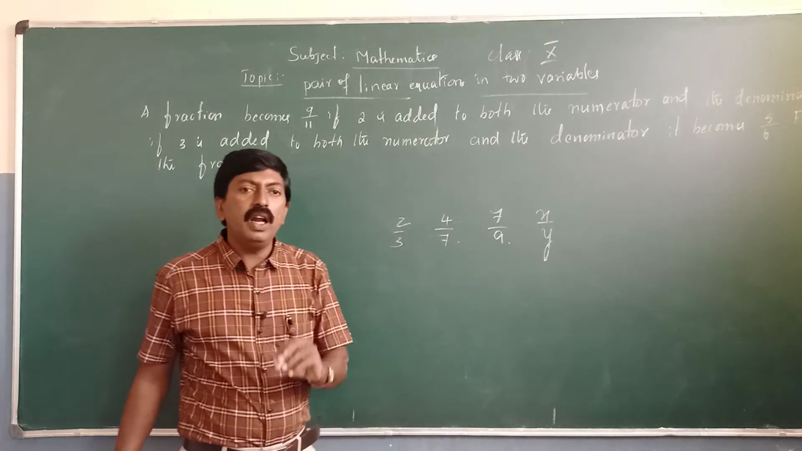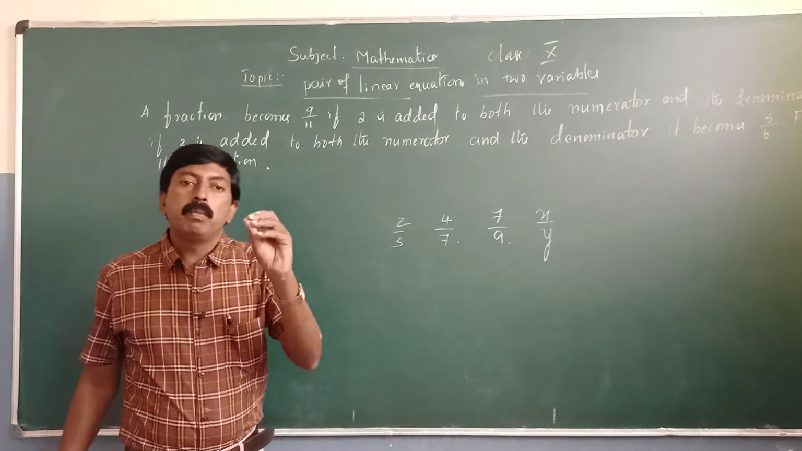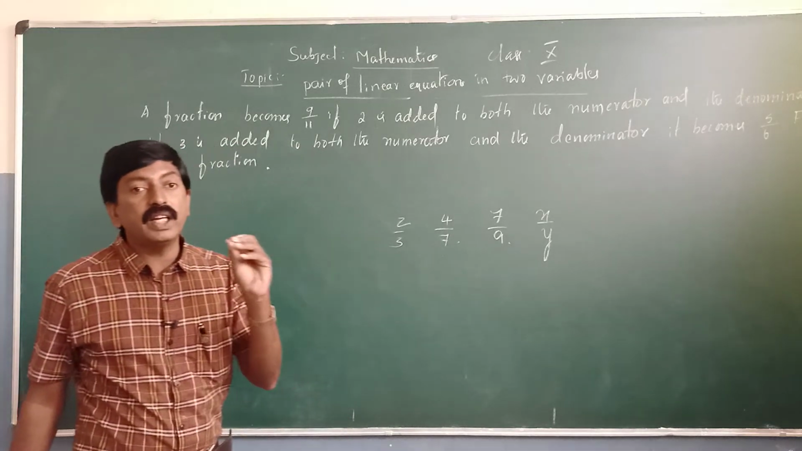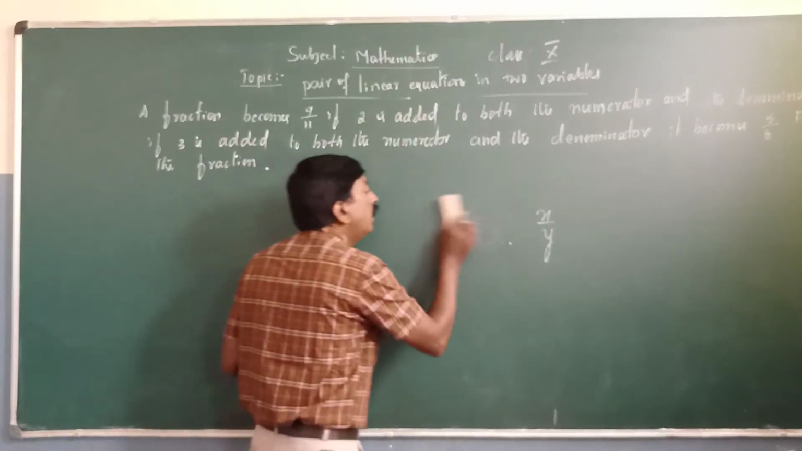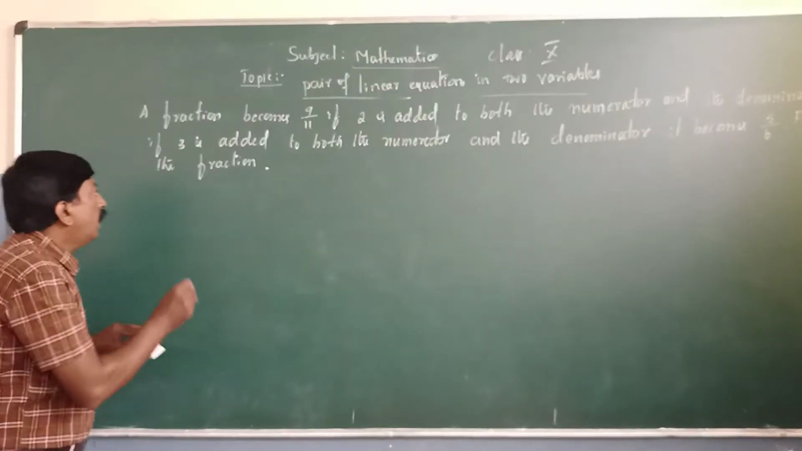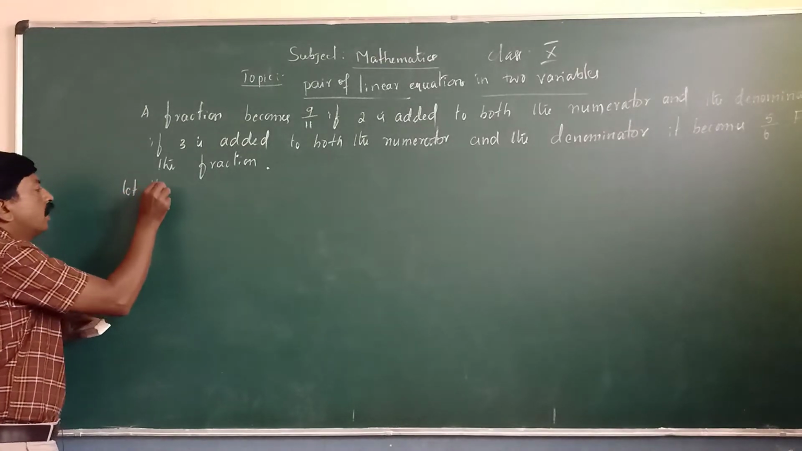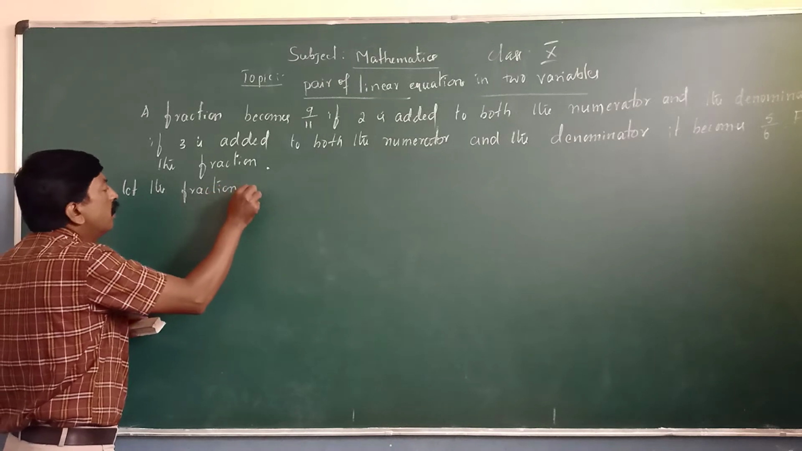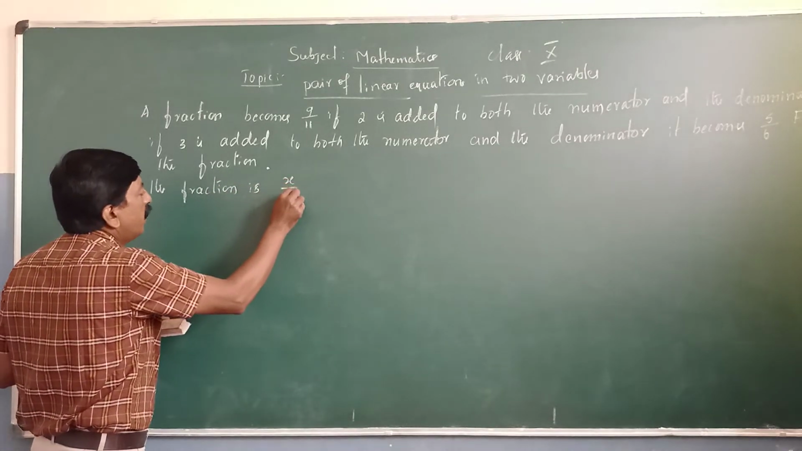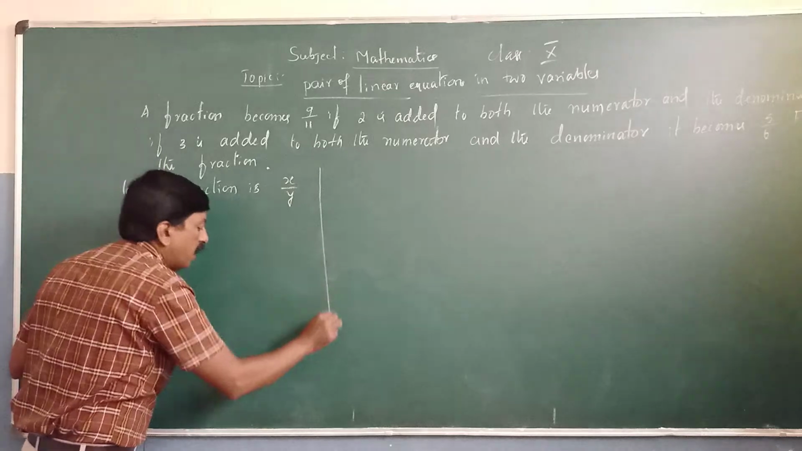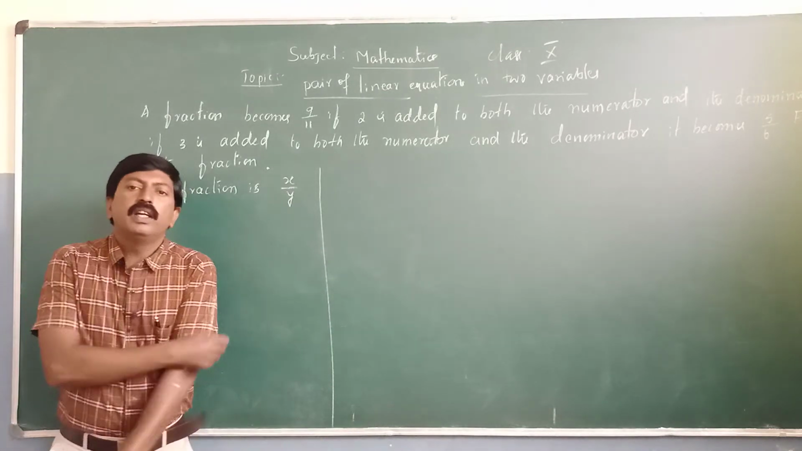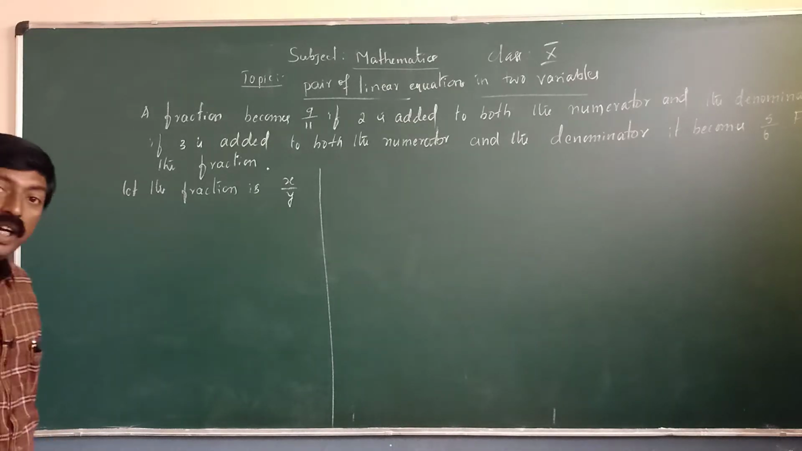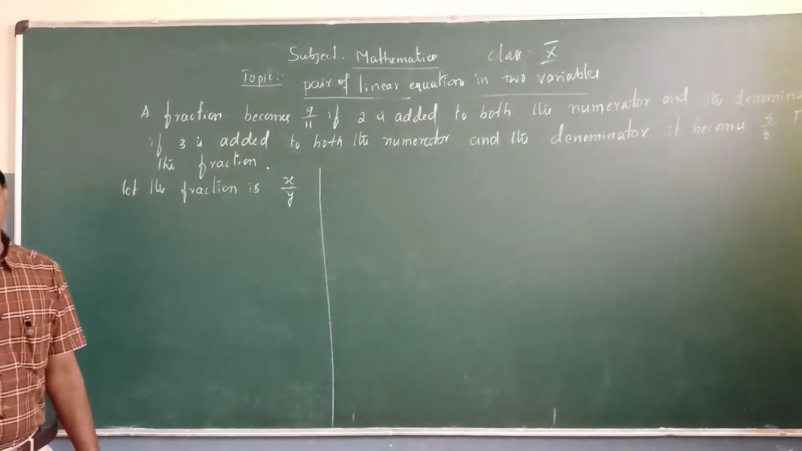Therefore, you have to remember a fraction is a part of a whole thing. A fraction consists of a numerator and denominator. Therefore, we have to choose. Let the fraction be x by y. So we have chosen that fraction as x divided by y. Now what we have to do? Yes, we have to find the x value and y value.